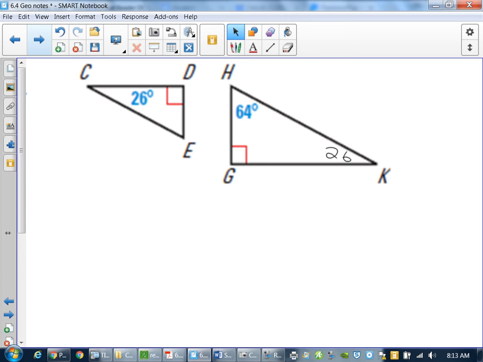Subtract 26 from 90, what do you get? 64. Are these 2 triangles therefore going to be similar? Yes. That is a 6, a 5 line.